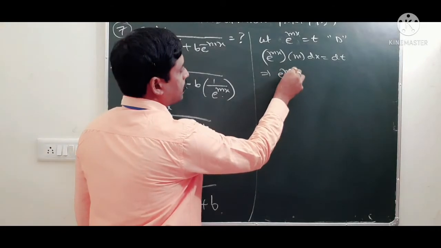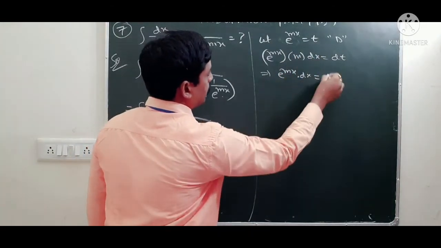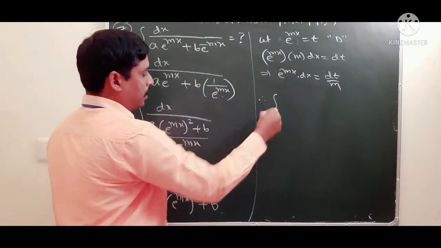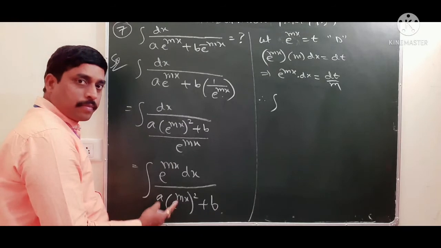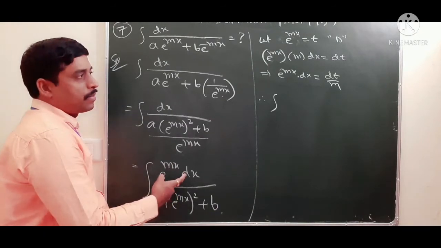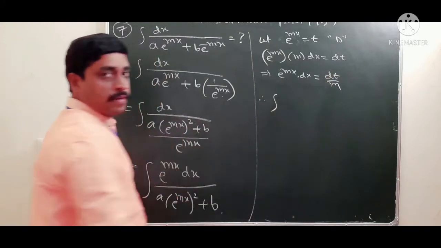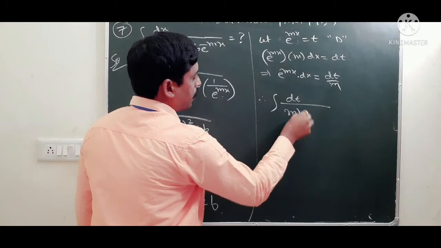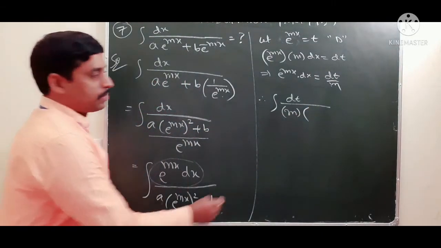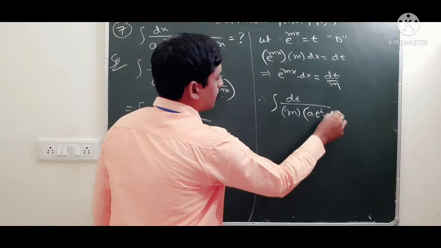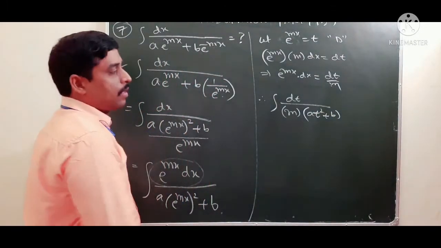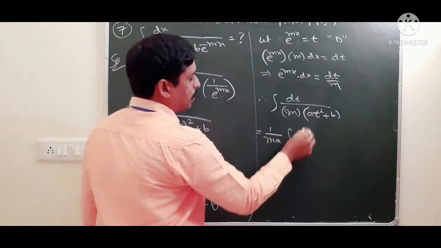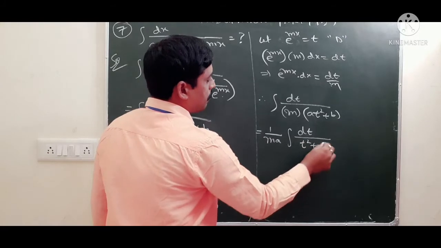Therefore e to the power mx dx is equal to dt by m. Therefore, in the integral, if e to the power mx is t, then in place of e to the power mx dx we should write dt by m, into a t square plus b. In this, take a out common: 1 by ma into integral dt by t square plus b by a.